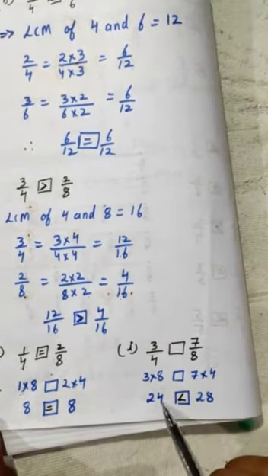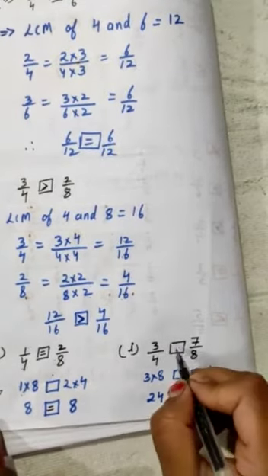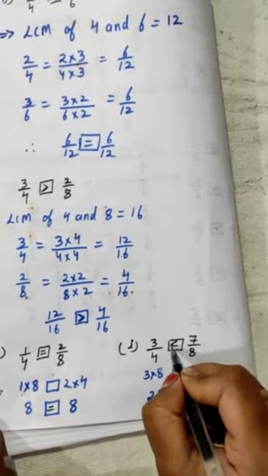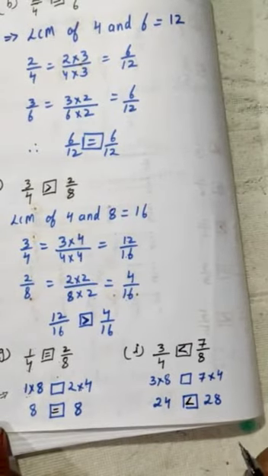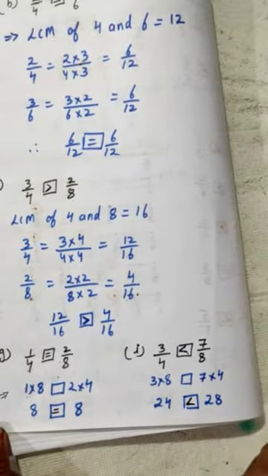Now 24 is smaller than 28. So the sign will be this one. Okay, so this way. So this is one method. So using this method also you should know how to put the sign. Now we'll see the next question.